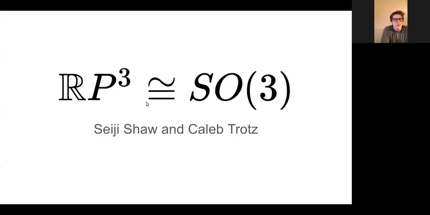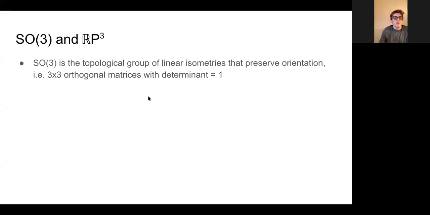Hello. So today we're going to be talking about the topological equivalence between real projective 3-space and SO3. SO3 is the topological group of linear isometries that preserve orientation, aka the 3x3 orthogonal matrices with determinant equal to 1, as opposed to, say, O3, which is the orthogonal group on R3, for which the matrices could have determinant +1 or -1. But in this case, we preserve orientation, so it's 1.